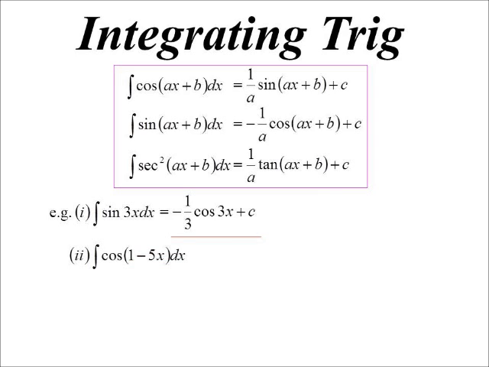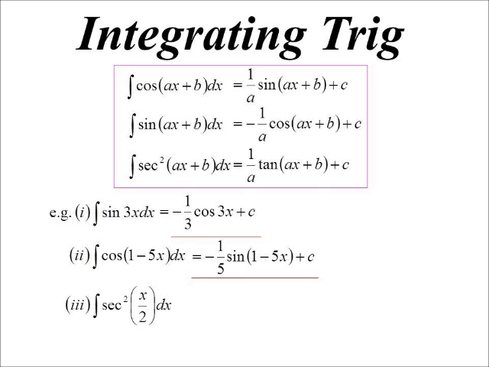Again, linear function. So in this case, coefficient's negative 5. Cosine goes to positive sine. So when we go 1 over the coefficient, we get negative 1/5 sine 1 minus 5x. And let's do a sec squared just to complete the set. Coefficient in this case is a half. Turn a half upside down. You get 2, and that one will go to tan. And just like when we were differentiating, the angle doesn't change.